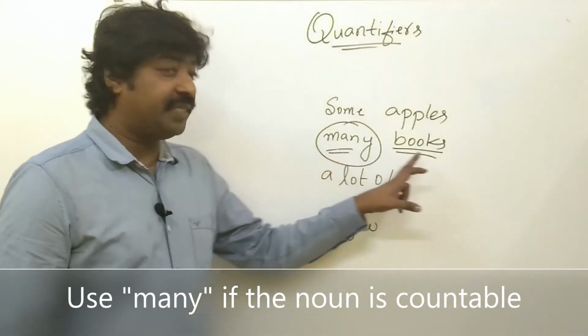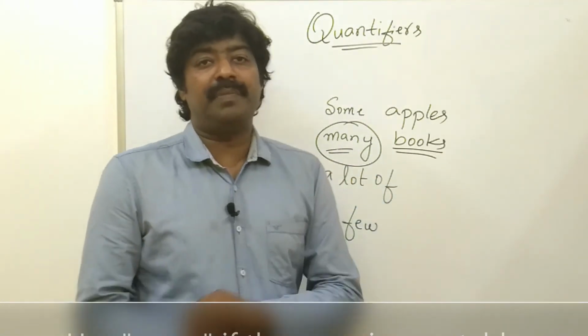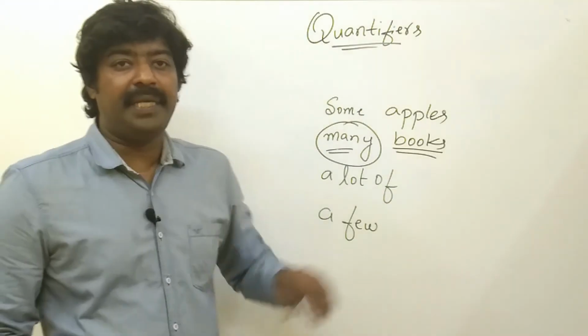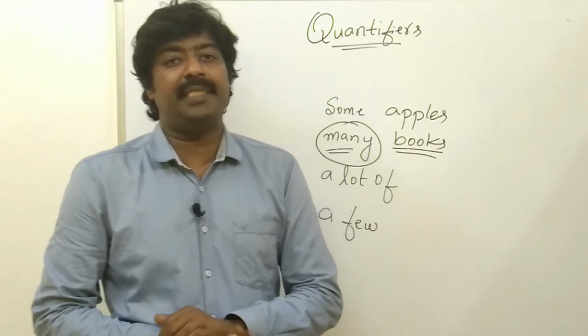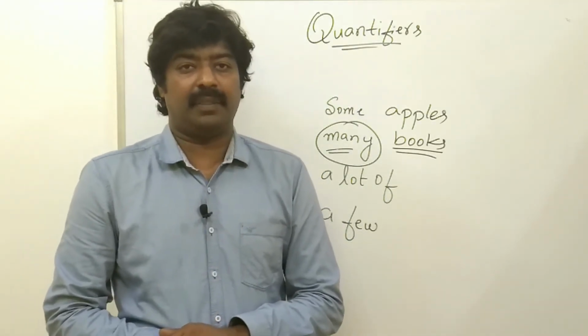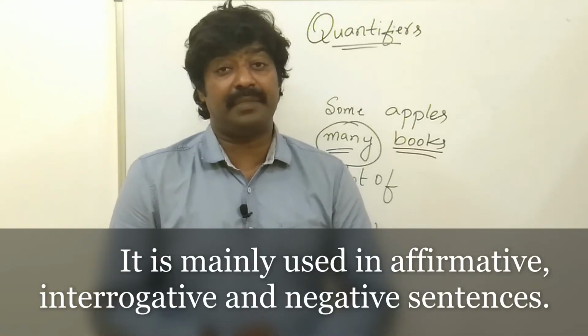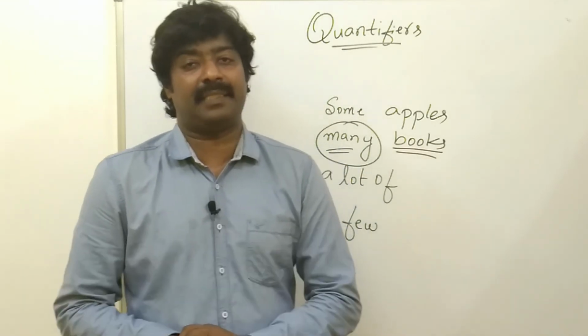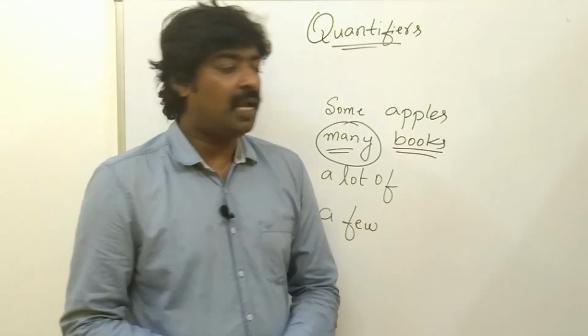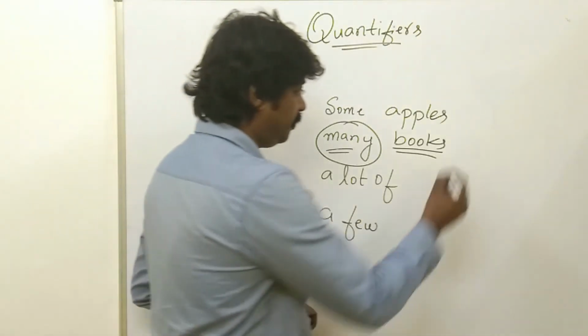Use many if the noun is countable. We use many with plural nouns. Many is used to talk about quantities, amounts, and degree. It is mainly used in affirmative, interrogative, and negative sentences. I have many books.